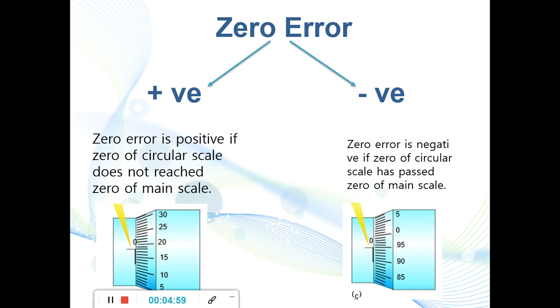Zero error is positive if zero of circular scale does not reach the zero of main scale. When we are closing our screw gauge and we see that the zero of circular scale does not reach to the main scale, then that will be positive zero error, as you can see in this picture here. And for negative zero error, the zero error is negative if zero of circular scale has passed zero of main scale or passed index of main scale.